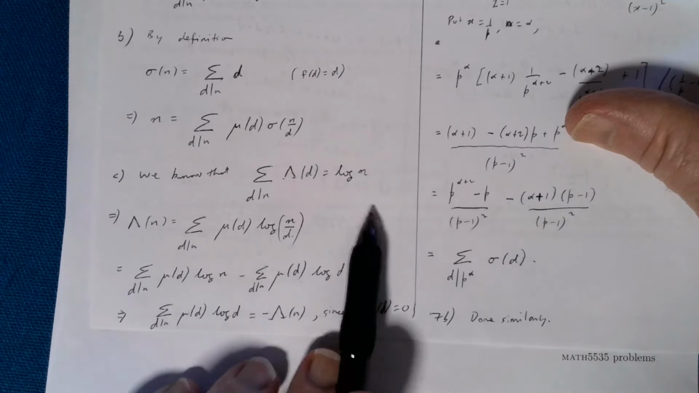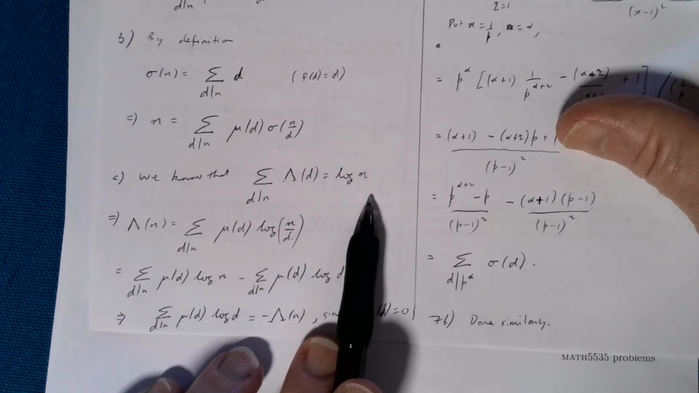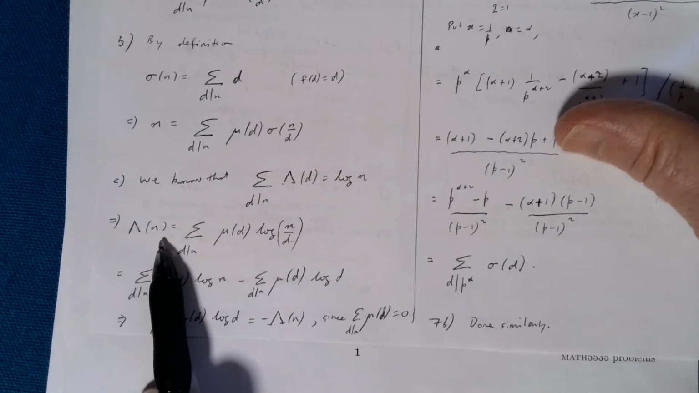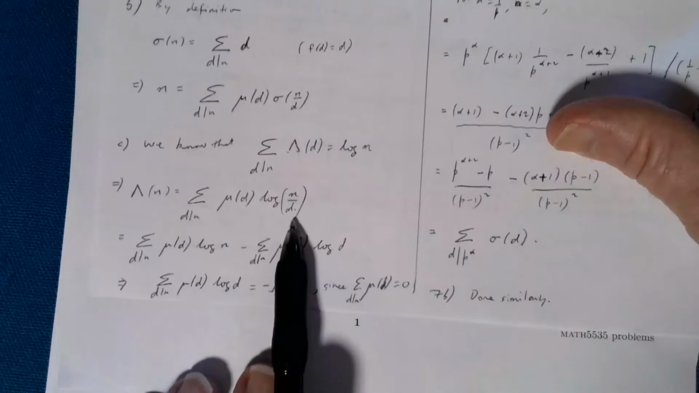For the third one, to deal with the von Mangoldt function, we look back to one of the identities in the other video, and that was the sum over the divisors of the von Mangoldt function is log of n. So we can recover the von Mangoldt function. Lambda of n is the sum over the divisors of mu d log n over d.